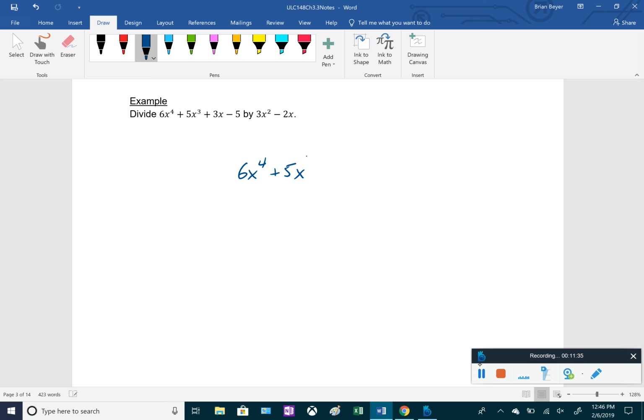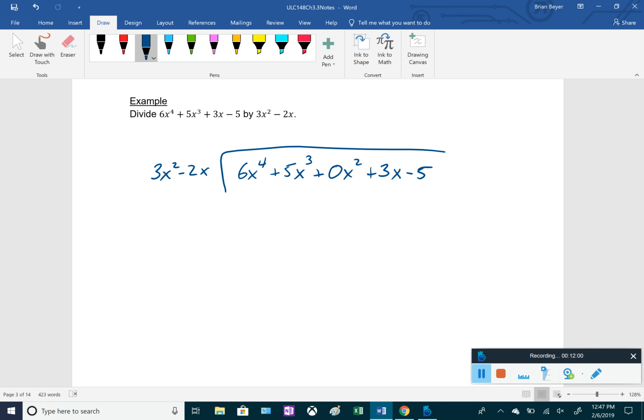So what I'm going to do here is I'm going to recognize that we're missing an x squared term in the dividend. I'm going to put in a 0x squared. So technically it's not 100% necessary for long division, but I definitely recommend that you do it. We're dividing this by this.